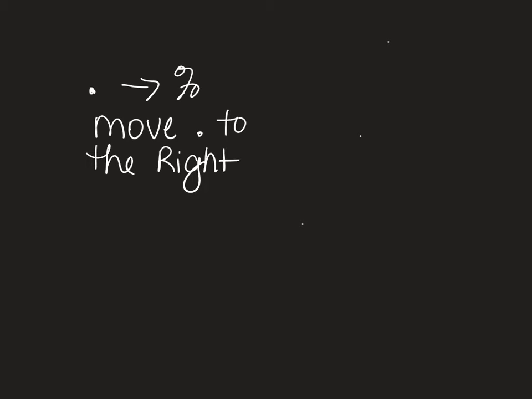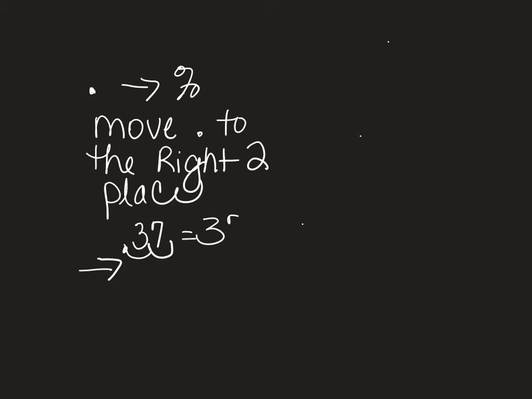Just review what I just told you. When you are changing a decimal to a percent, you are going to move your decimal to the right 2 places. For example, if you have 0.37, you're going to move your decimal to the right, boom, boom, and that makes it 37%.